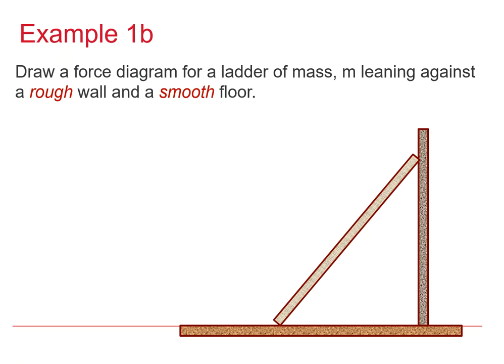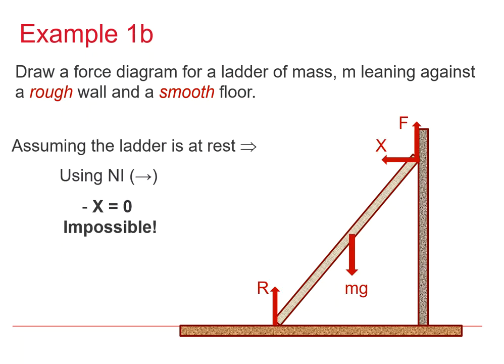Now let's think about this situation. Imagine that we've got a ladder which is leaning against a rough wall, but it's on a smooth floor. We draw a similar diagram to before, but because we've now got a rough wall, we can have friction here. If anything was going to happen, the ladder would want to move downwards, wouldn't it? So the friction would be acting upwards. But here there's a normal reaction force, and because it's a smooth floor now, there can't be any friction.